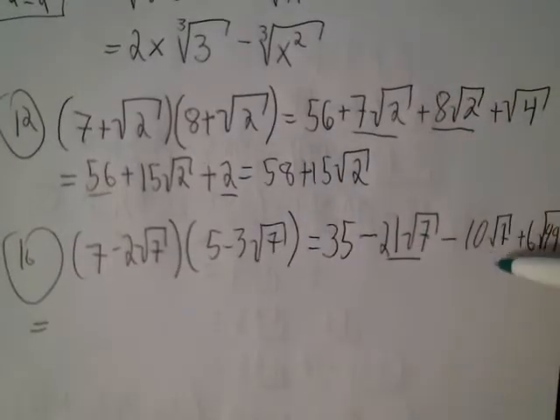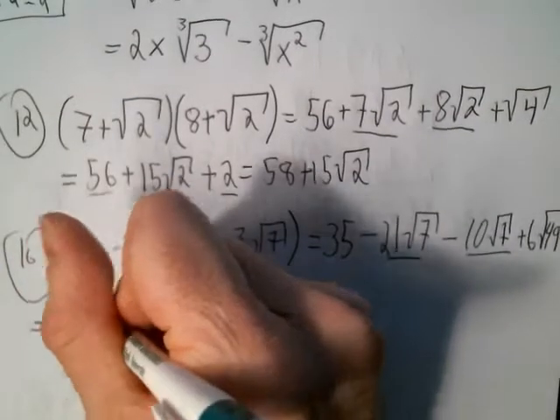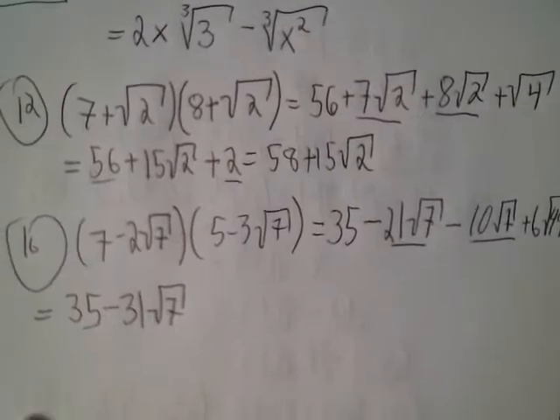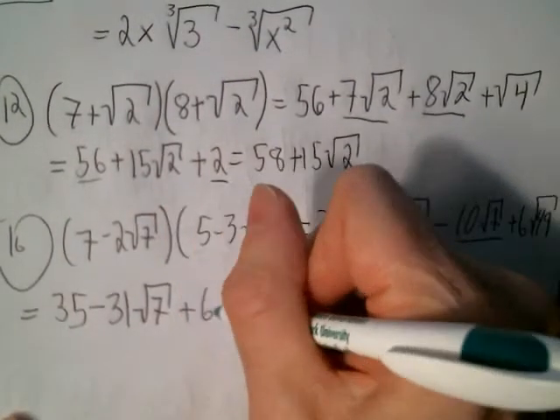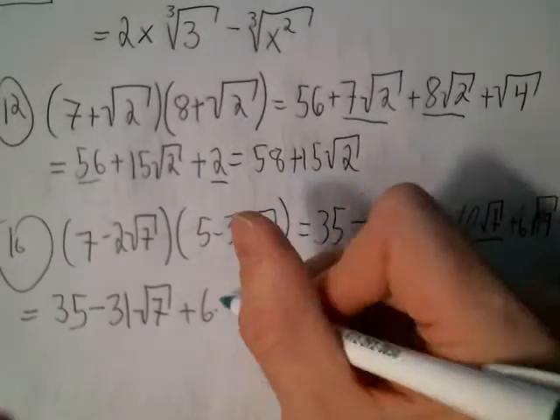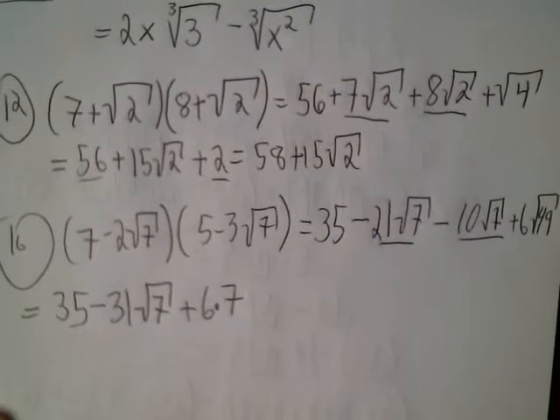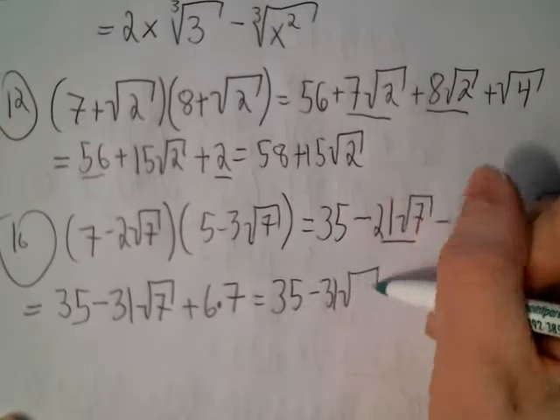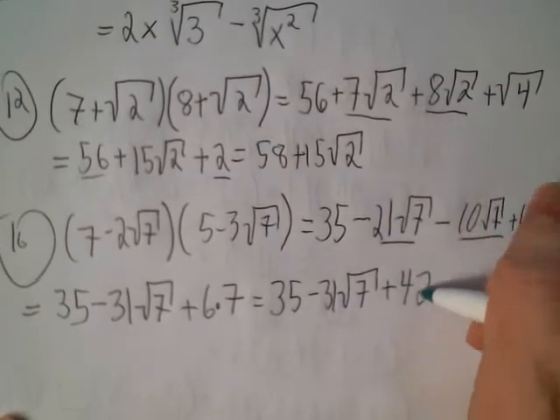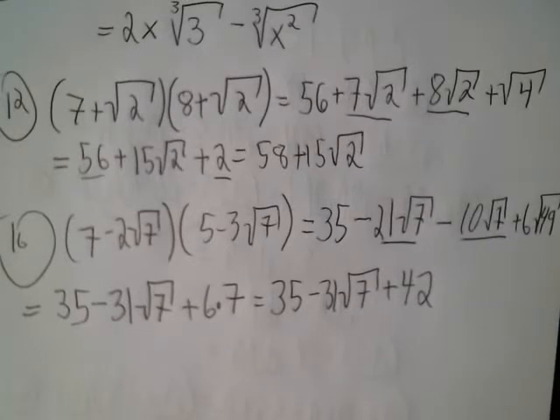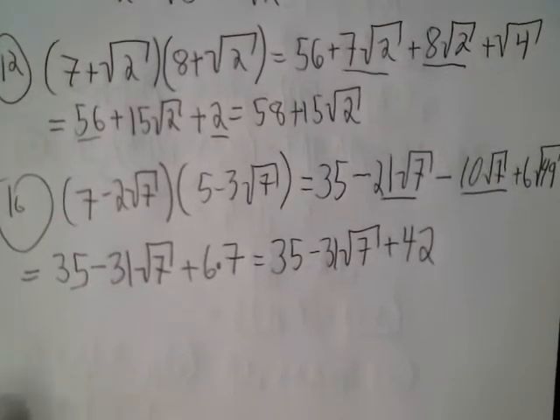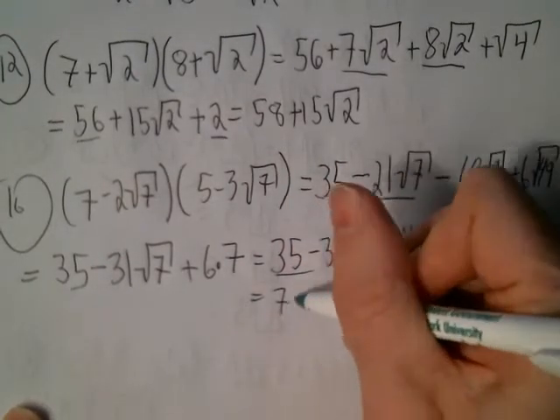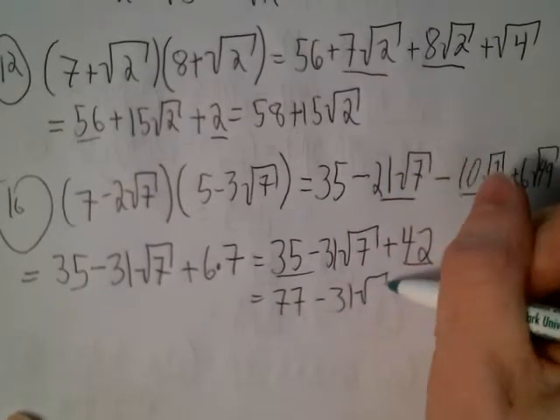Then we can combine some like terms. These guys are like terms. So I have 35 minus 31 radical 7. And then plus 6 times radical 49. The square root of 49 is just 7. So I'll have 35 minus 31 radical 7 plus 42. Combine like terms, so 35 plus 42 is 77. Then minus 31 radical 7.